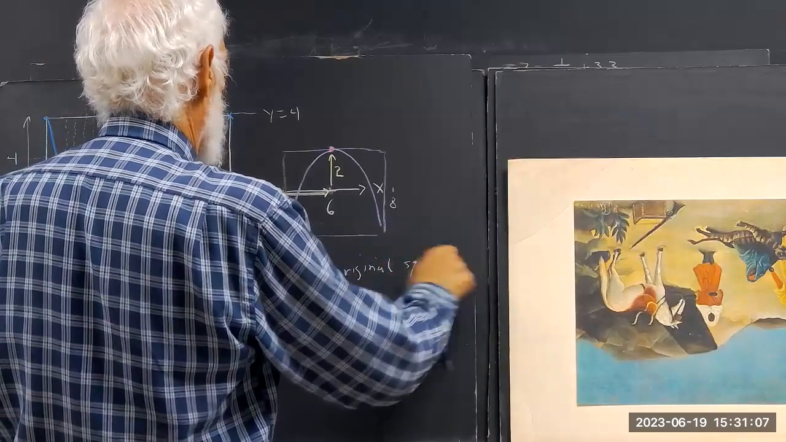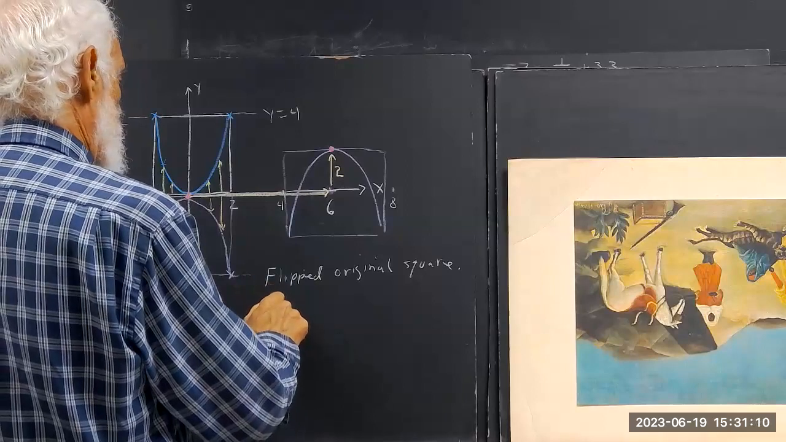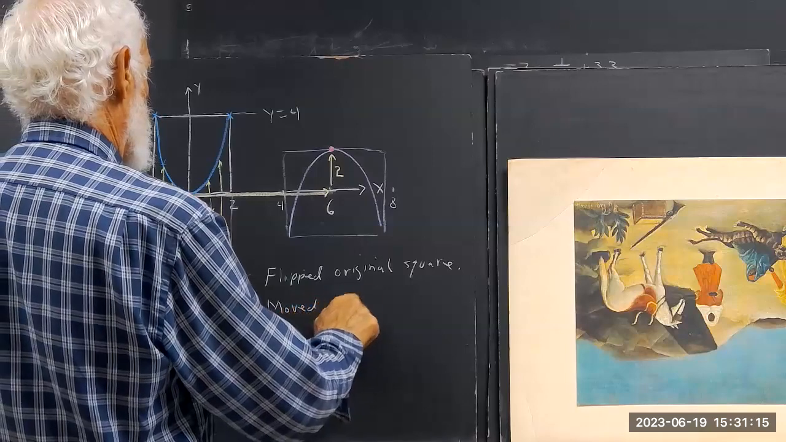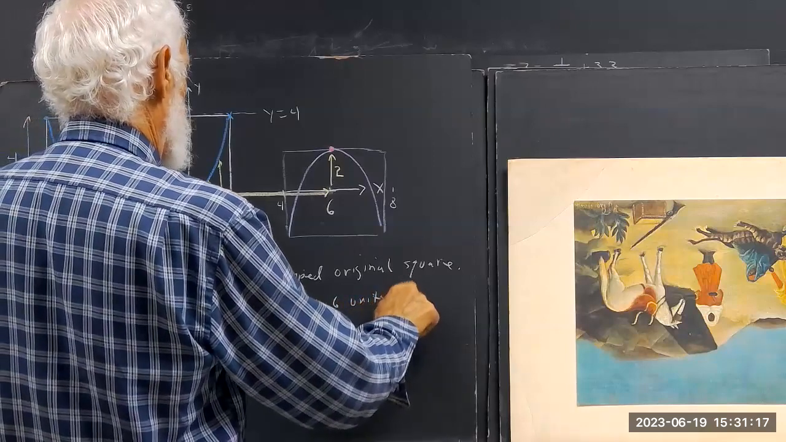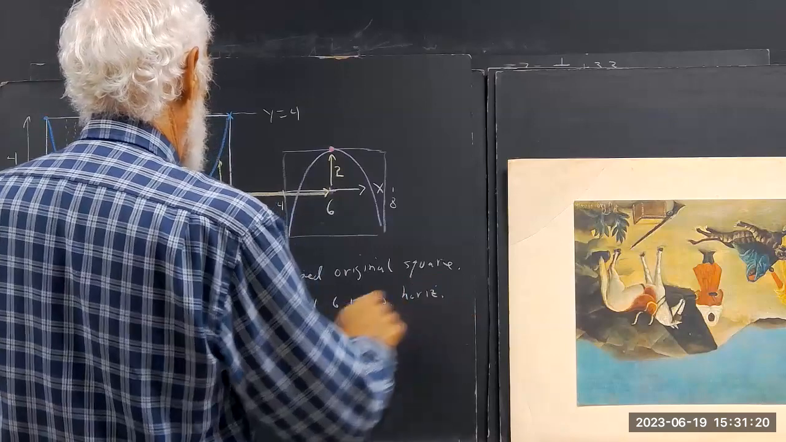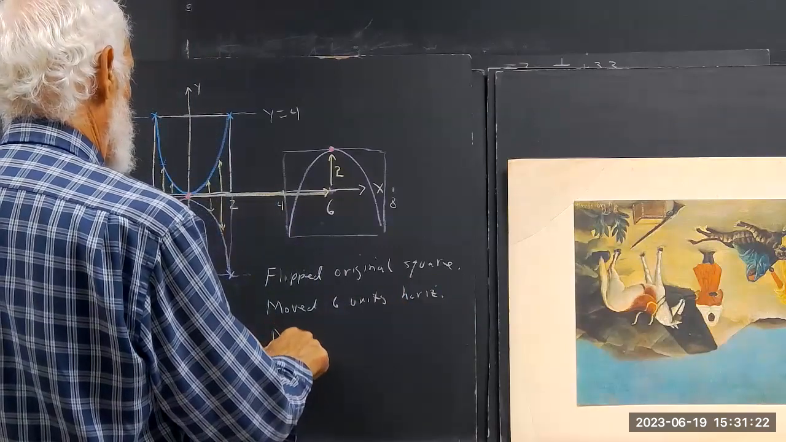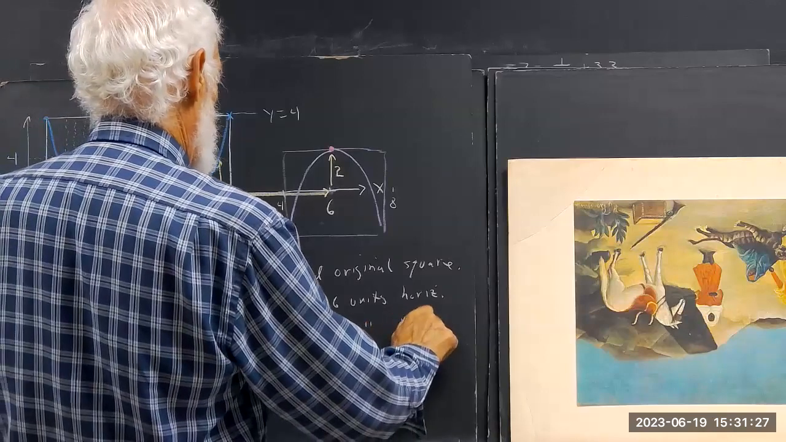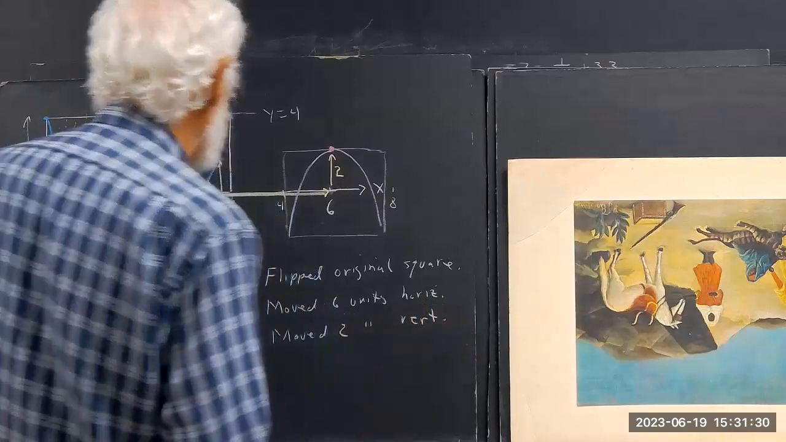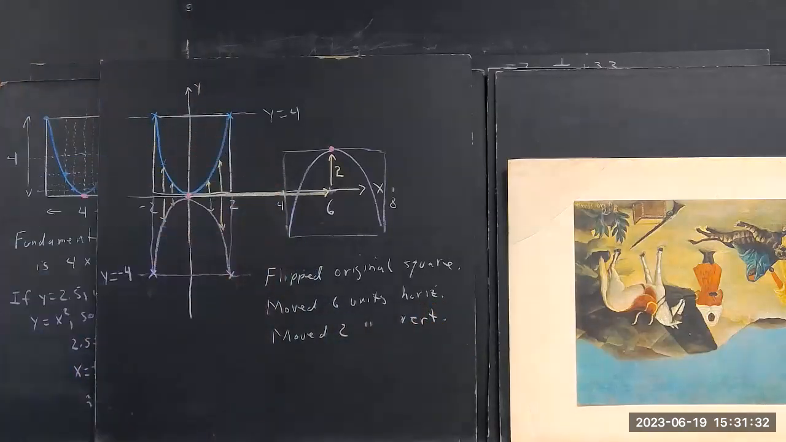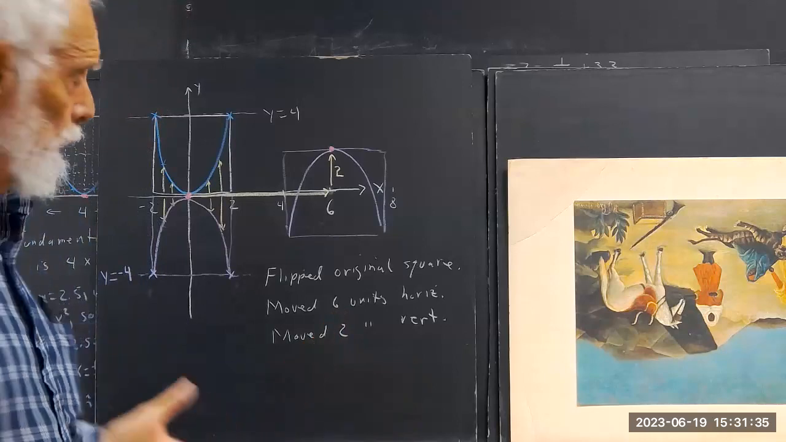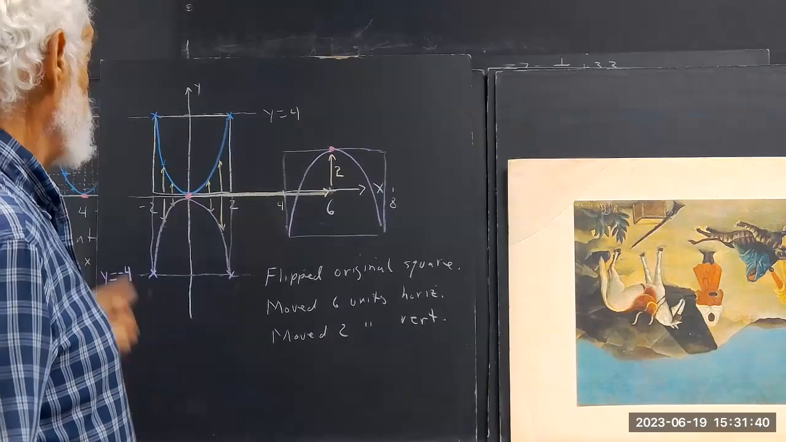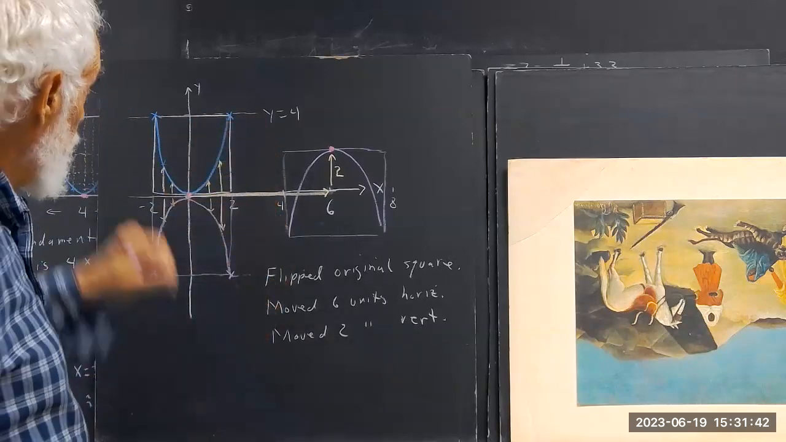Put my original square. Fixed units horizontally. And move 2 units vertically. Okay, you should draw your own picture, if you haven't already. Try to scale things a little bit more accurately than I did, and see if you get a better picture than I have.